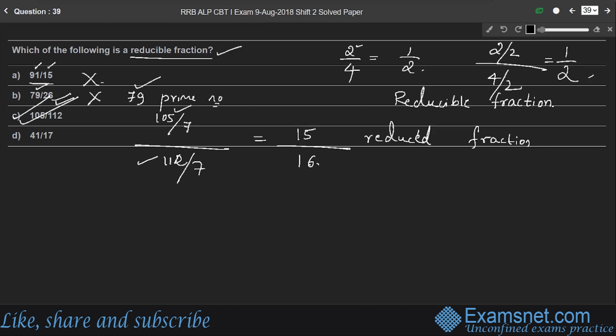So that means when both the numerator and denominator are divisible by the same number, you will get 15 by 16, a reduced fraction. Whereas the last option is 41 by 17. Since 17 is a prime number, you cannot go for numbers other than 1 and 17. Whereas 41 cannot be divisible by 17, right? Therefore, this is a non-reducible fraction, right? Only option C is a reducible fraction.